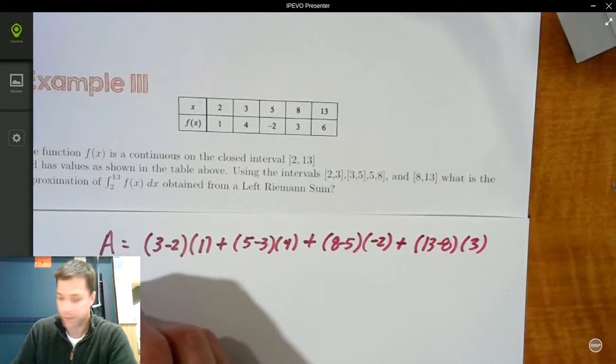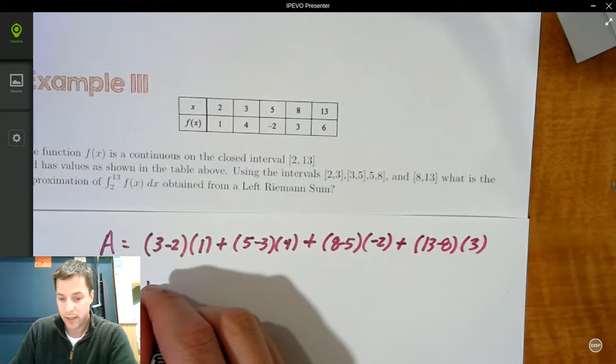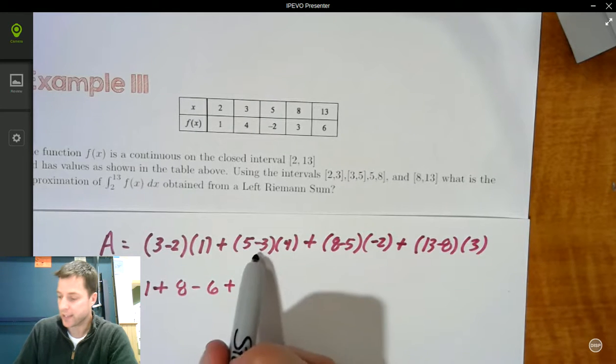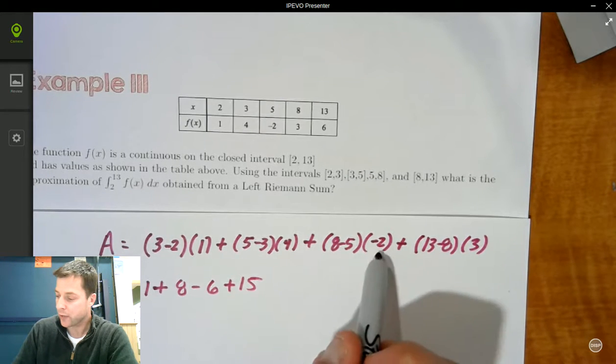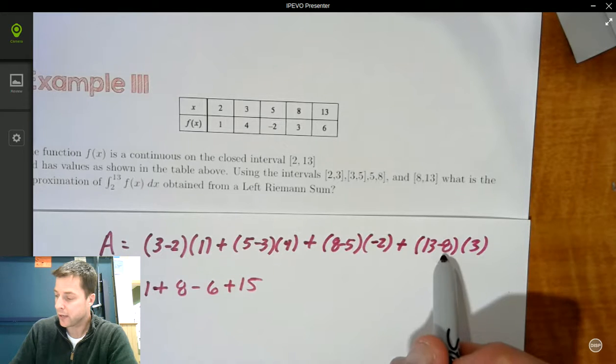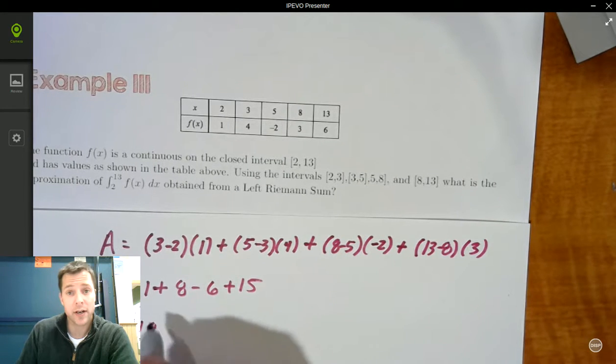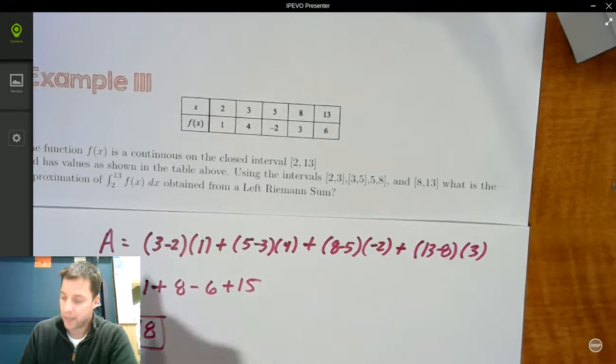Okay, there's my pattern. So I get 1 plus 8 minus 6 plus 15 when I simplify this out. 2 times 4 is 8. 3 times -2 is minus 6. 5 times 3 is 15. So the total area under that curve is going to be 18.